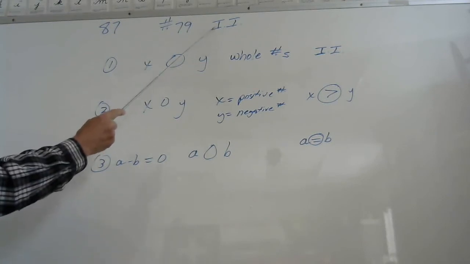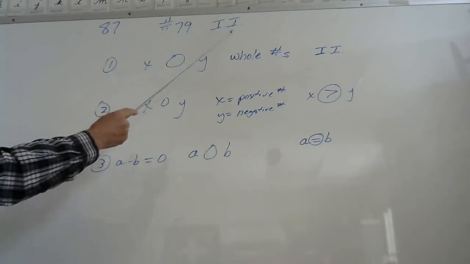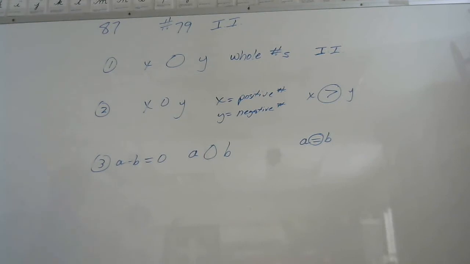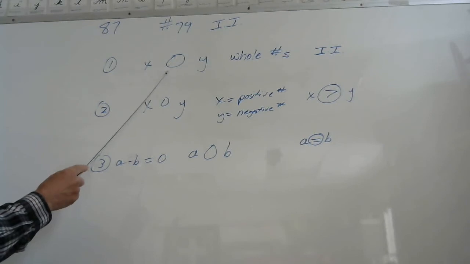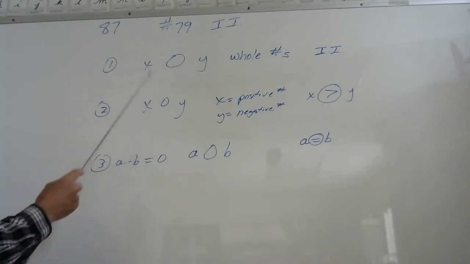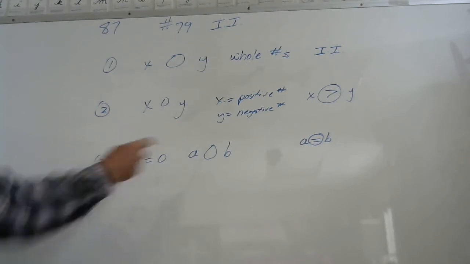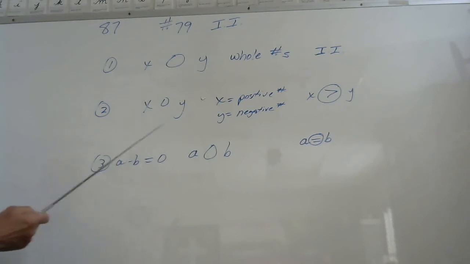II stands for insufficient information. So they're going to give you problems that you see here. Well, this says x is what over y? Is it greater than, equal to, or less than? And it says that x and y are whole numbers. Well, it really doesn't give me enough information.